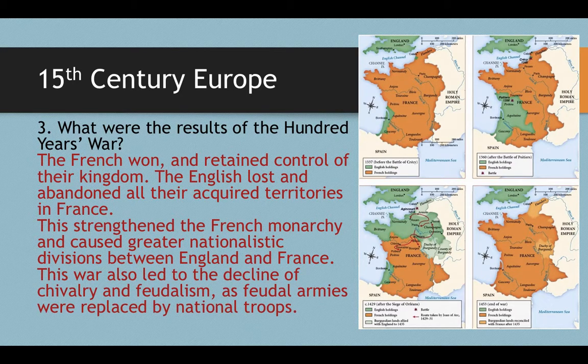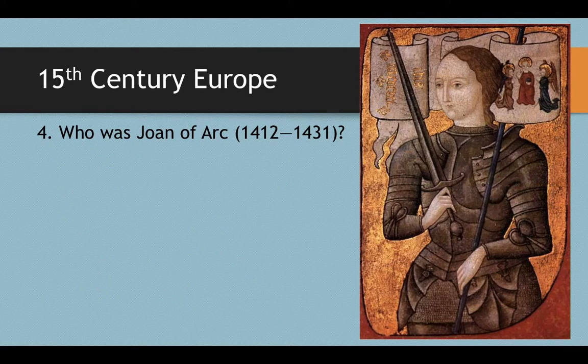Now, this war also led to the decline of chivalry and feudalism, all right? Because you have a lot of feudal armies being replaced by national troops with the 100 Years' War. Since you have all this large-scale fighting, which one is going to be more effective? Small, localized feudal armies or large, centralized national troops? So this is the part where the Middle Ages really ends, and you start having a lot of large-scale national, international wars once again. Now, I mentioned Joan of Arc.